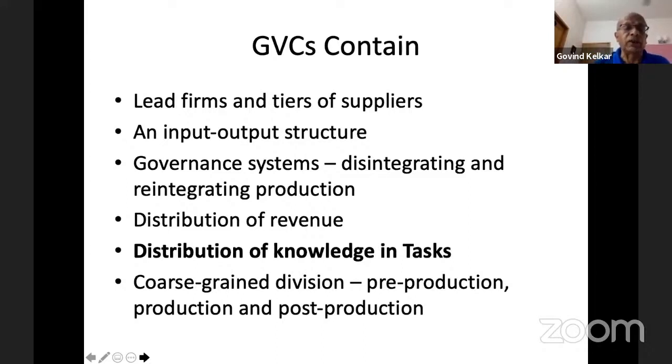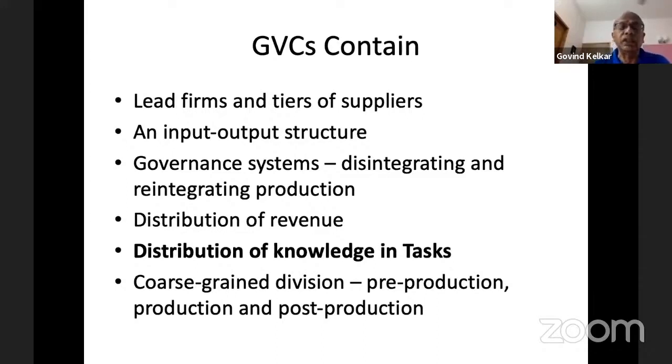There's of course also a distribution of knowledge and of revenue, but what I want to emphasize is that there's a distribution of knowledge in tasks. What are these tasks? At a broad level, these are the tasks of pre-production, which is design or branding, and then production, and then post-production. So look at a garment firm, like, say, I can take Adidas or Levi's, yeah?